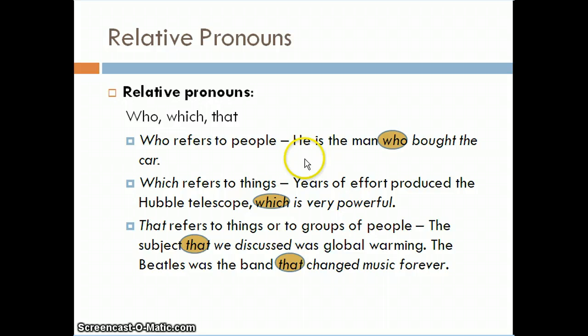Which refers to things. Here's an example. Years of effort produced the Hubble telescope, which is very powerful. And which is very powerful is our dependent clause in that case.